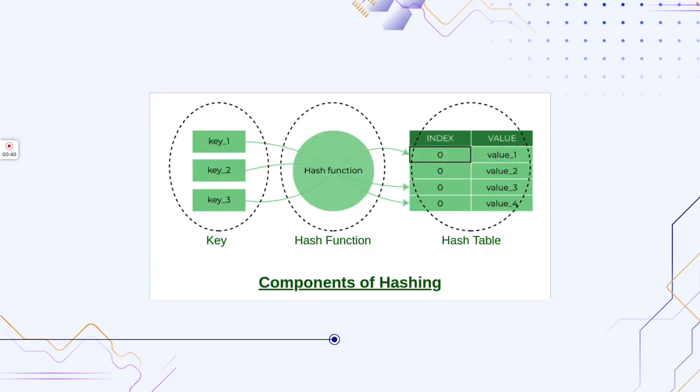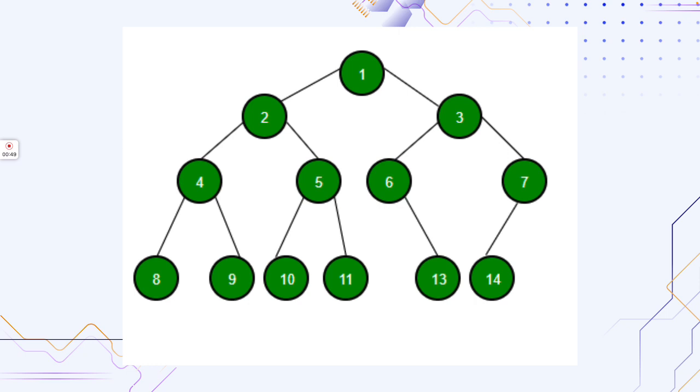Hash tables are another essential data structure. They provide fast insertion, deletion, and retrieval of data by using a key-value pair mapping. Last, we have binary trees. Binary trees are hierarchical structures consisting of nodes, with each node having at most 2 children.